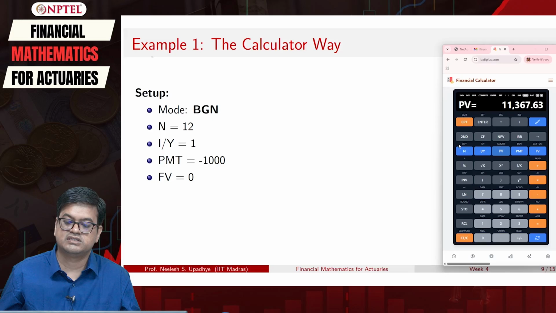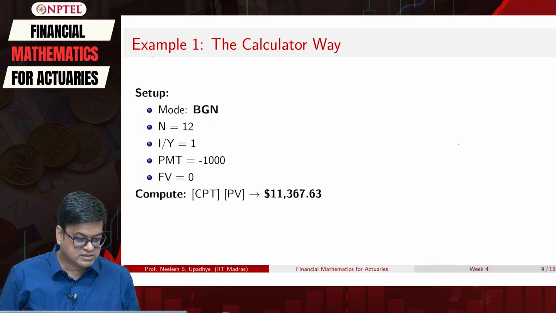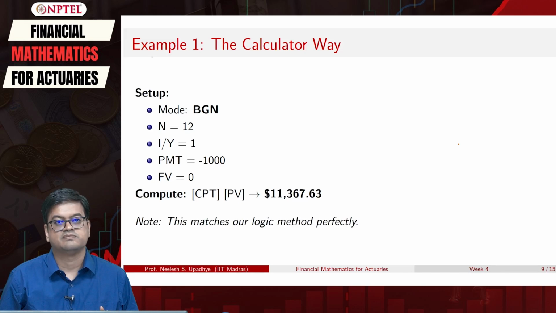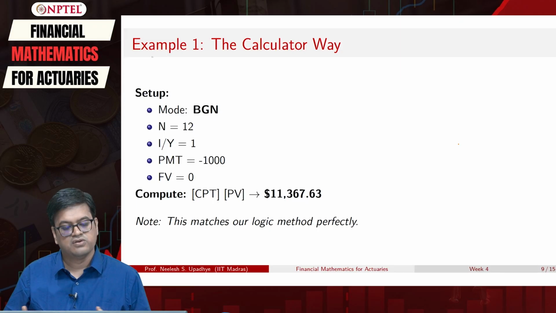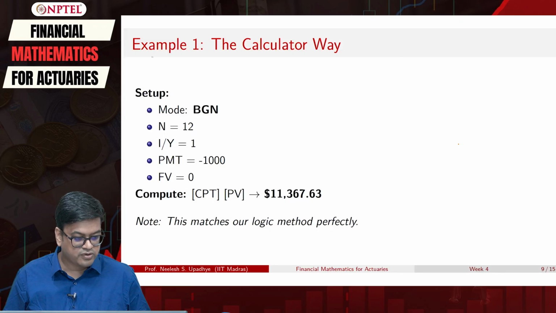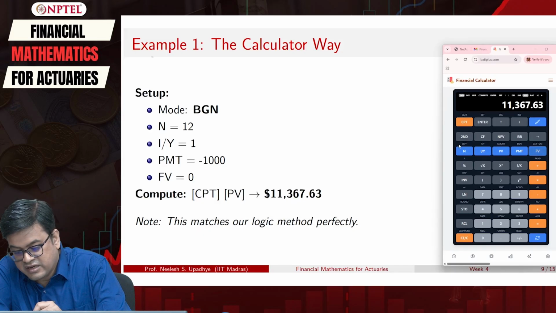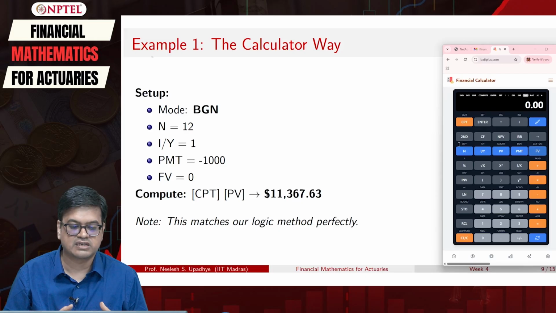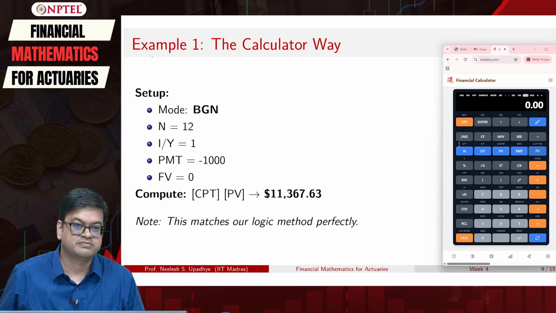So compute, I will press present value. See, 11,367.63, that is with BGN mode, and that's what our answer was with our mathematical calculations. Done. So this exactly matches our logic perfectly, and this is how you should calculate all the present values with BGN mode. Okay, next I suggest that you basically reset. Okay, you go to end mode. Otherwise, if some calculation comes with end mode, you may be making a lot of mistakes.